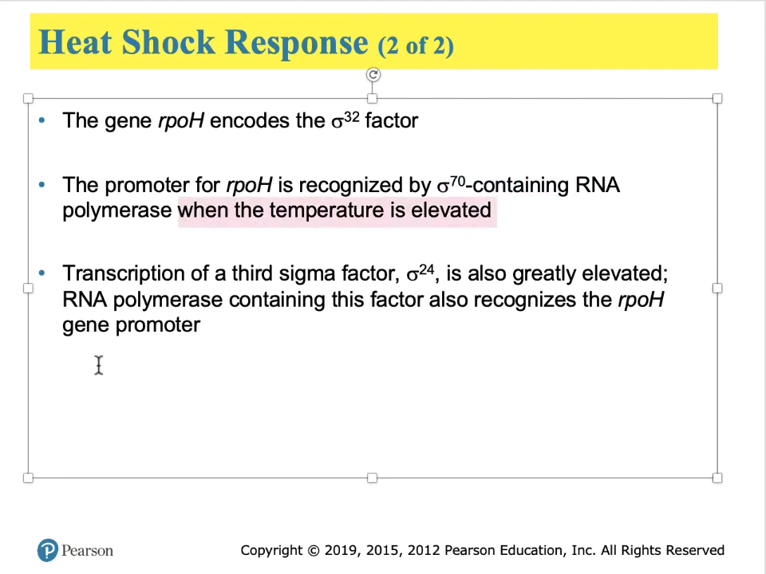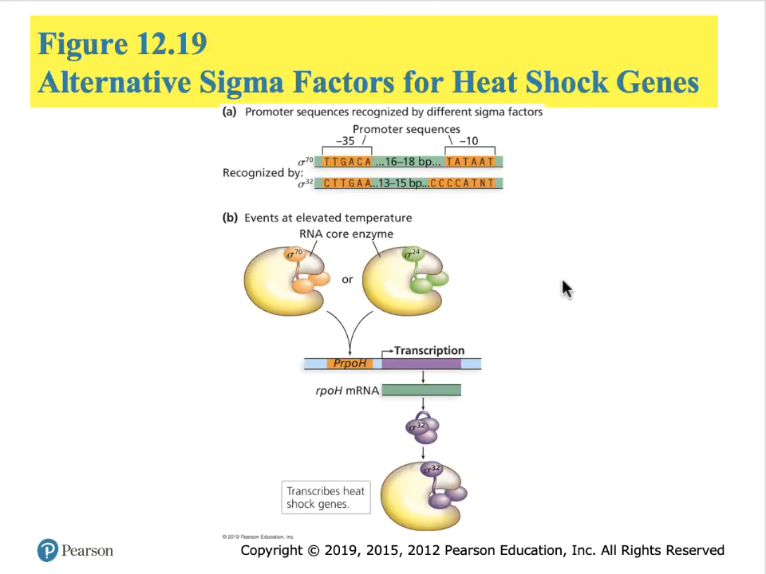Indeed, other sigma factors are also produced inside the cell when the temperature begins to change, and a third sigma factor, called sigma 24, is also elevated, and that binds to RNA polymerase, which contains this factor, also increasing the transcription of RPOH. Thus, the stimulus for changing the biochemistry of the bacteria is the temperature in which the cell finds itself. So there's your logic. If you drop the temperature, the system will revert back to the original use of sigma 70. Figure 12.19 details what we just spoke about.